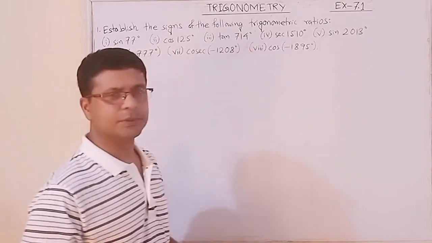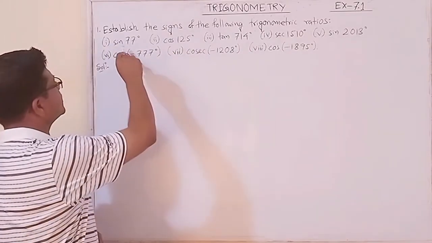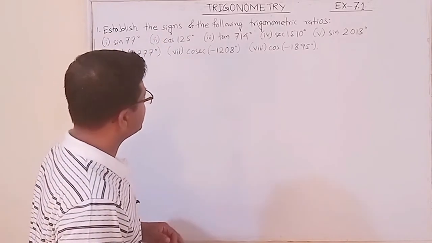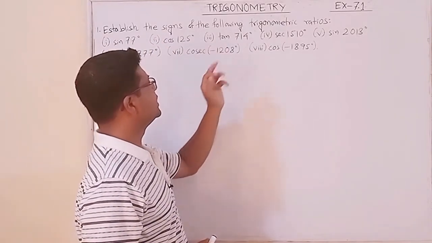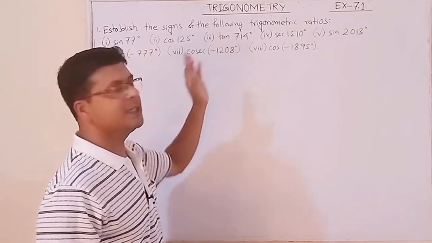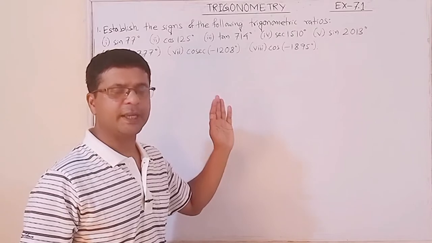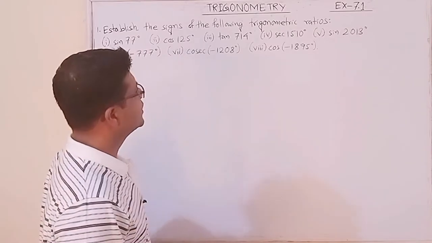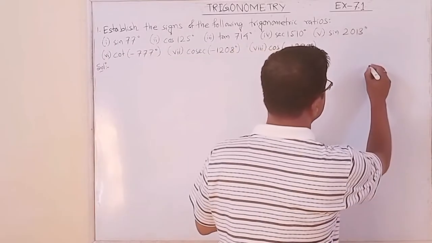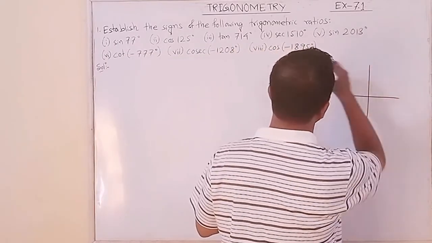There are 8 questions. Suppose number 1 is sine 77 degree, number 2 is cos 125, number 3 is tan 714 degree. Now for these trigonometric ratios, we have to state whether they are positive or negative. This much we have to state here. Now how will we do it, what is the concept behind this? The concept is very simple, you know it. Actually this question is very simple.